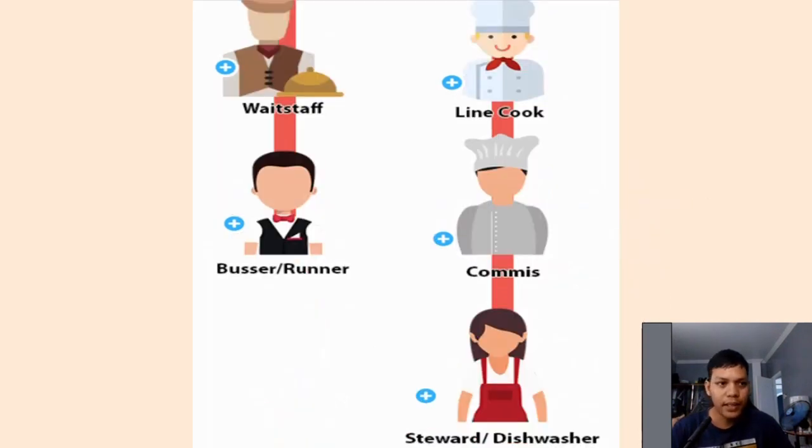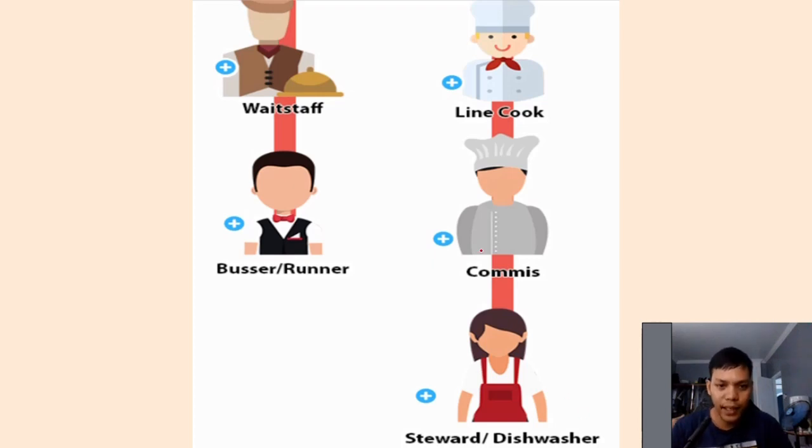And lastly, since it is a very long topic, we will only discuss topic 1 and topic 2, about the different types of food and beverage establishment and the duties and responsibilities of a food and beverage staff.